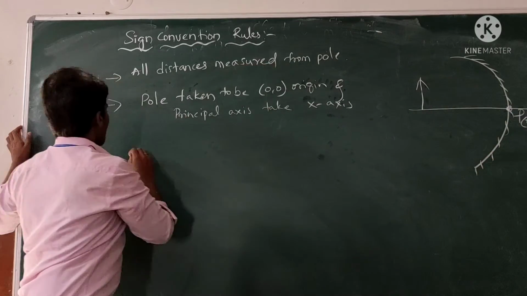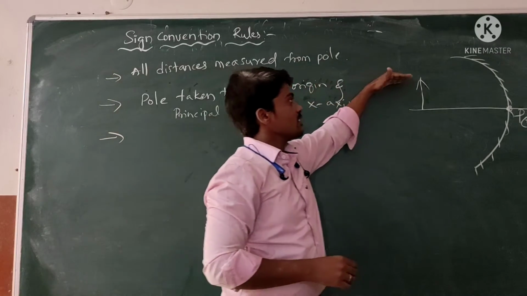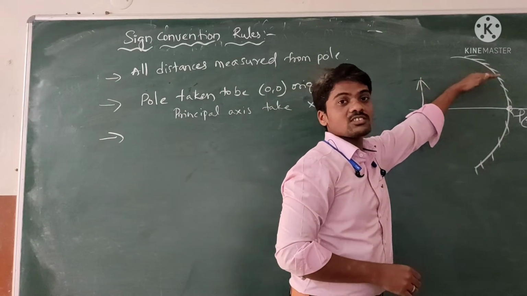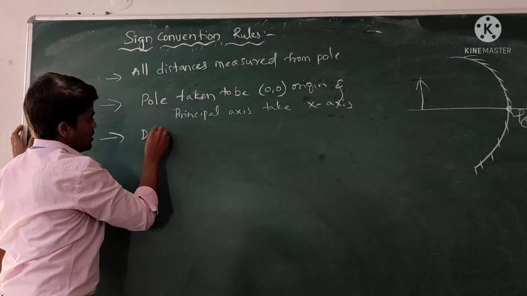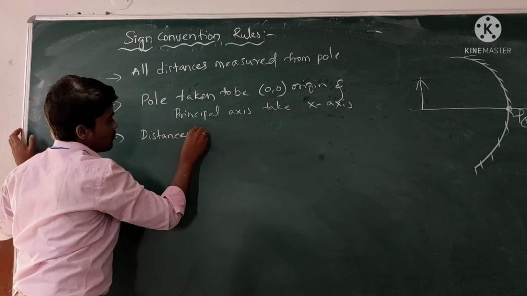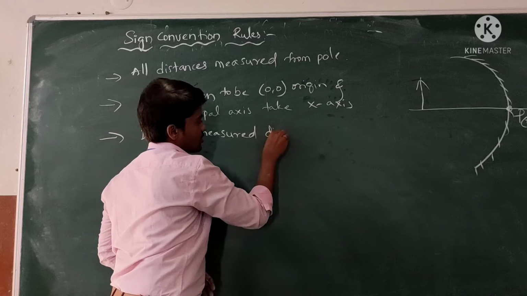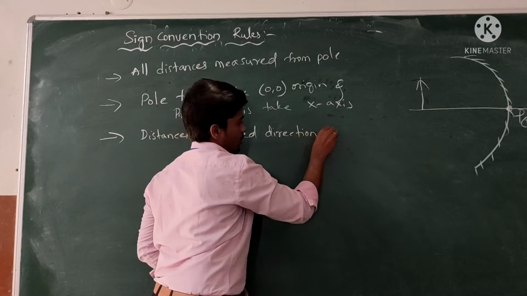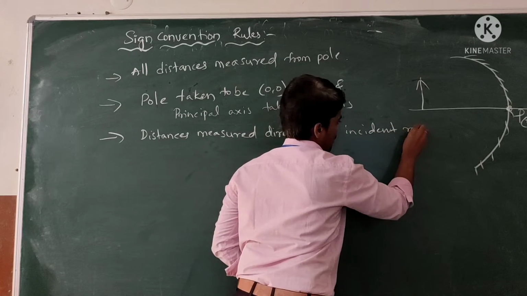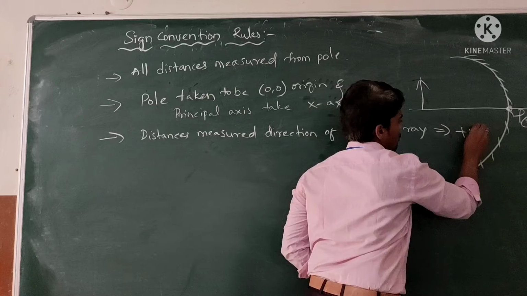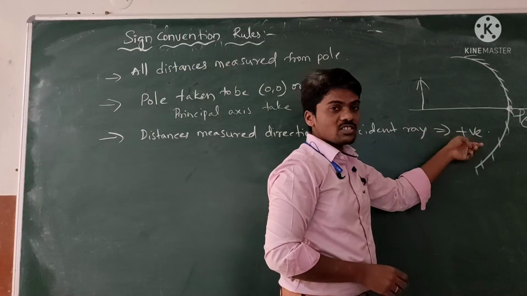See the third point: distance measured in the direction of the incident ray is taken as positive. Distance measured along the direction of the incident ray is taken as positive.